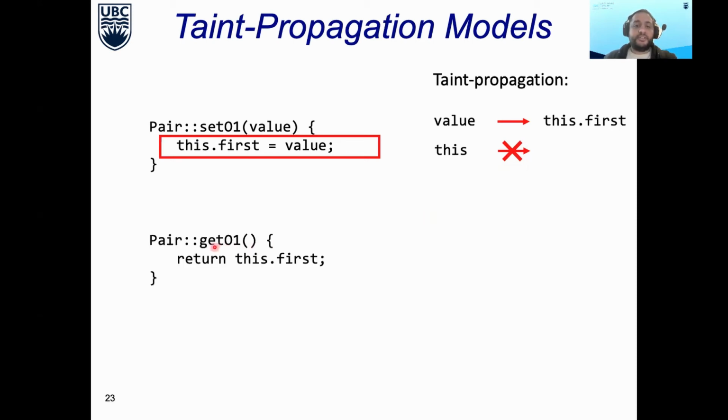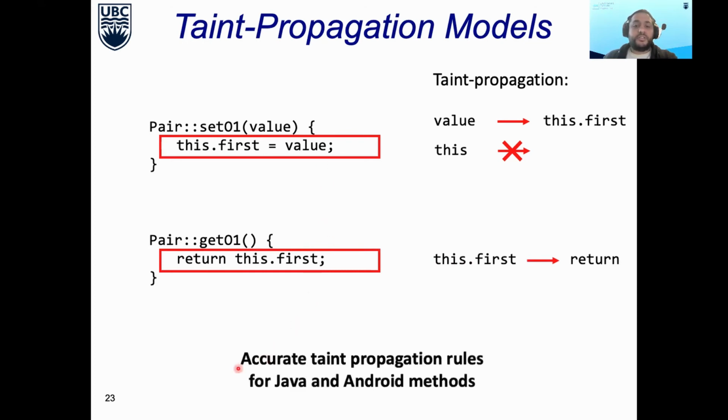Another example is the method getO1 of the pair class. This method returns the field first of the pair. So the taint propagates from the field first of the receiver to the return of the method. And the rules of these two methods are completely different. What FlowDroid and StubDroid framework modeling do is that they complement each other and provide accurate taint propagation rules for most Java and Android framework methods.